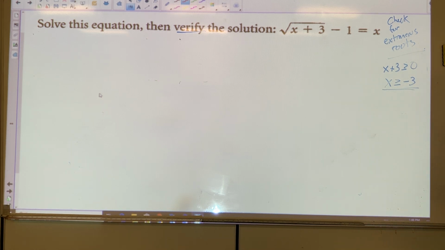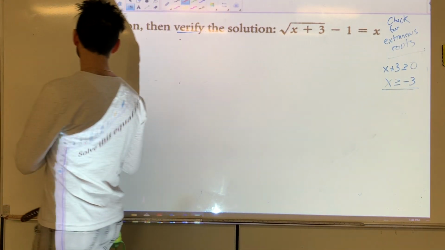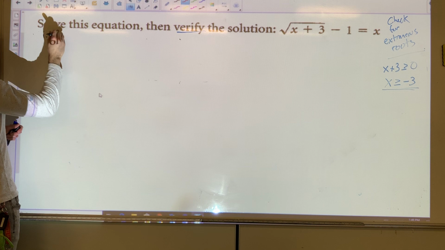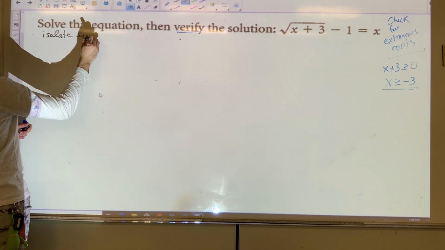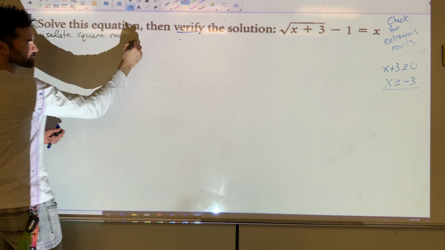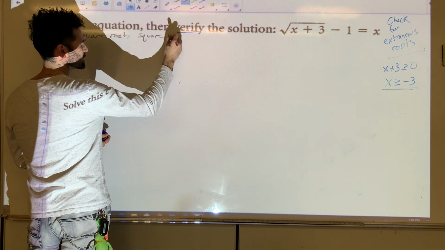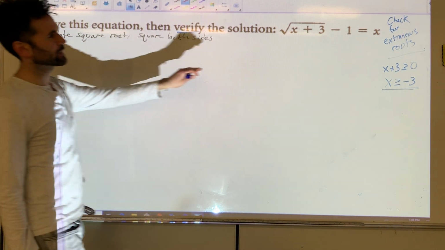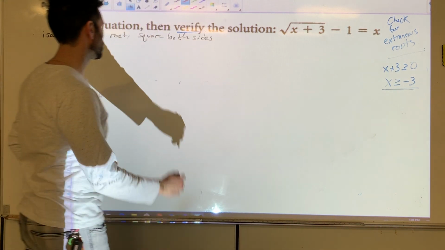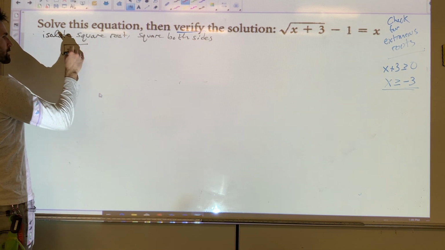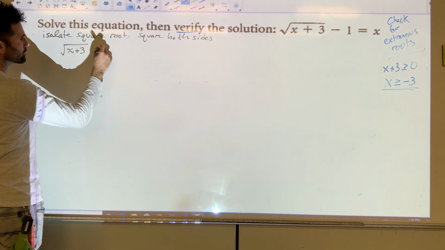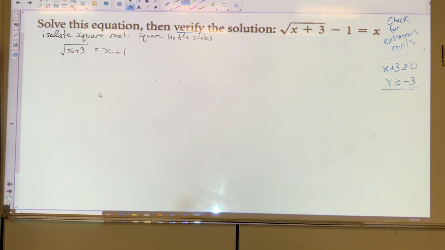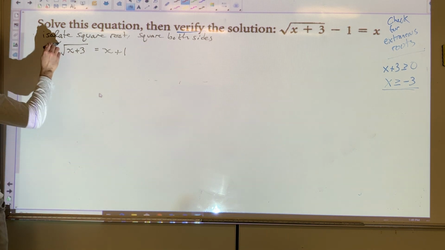Okay, let's see what we do here. This is going to be ugly. You guys ready? It's not that bad. If you have a square root, you generally need to isolate it, and then square both sides. You have to get rid of that square root if you're going to solve this. So I'm going to isolate it by getting it all by itself. I'm going to move the -1 over there, and write x plus 3 equals x plus 1.